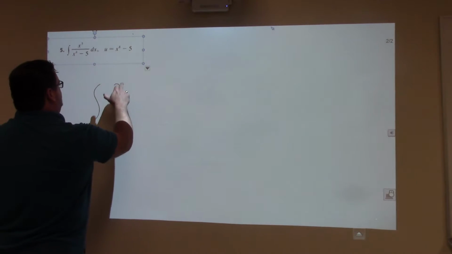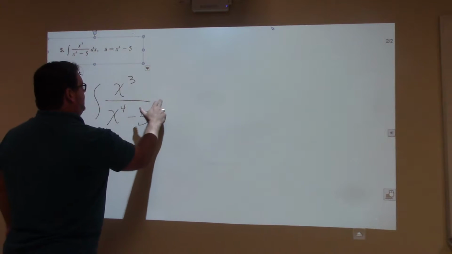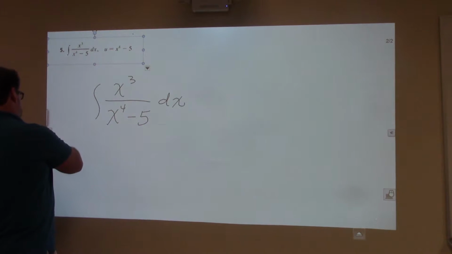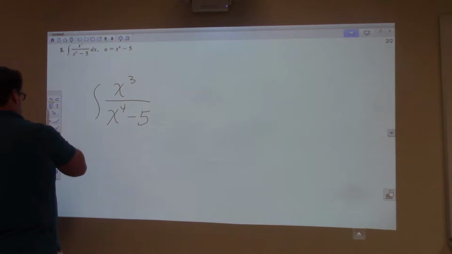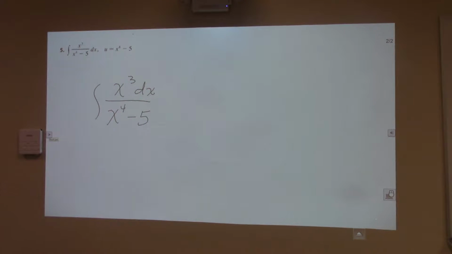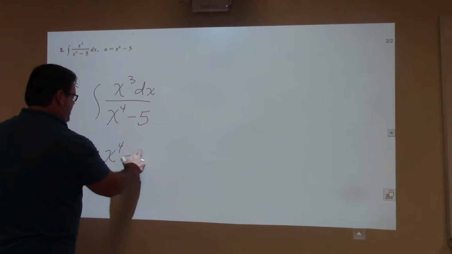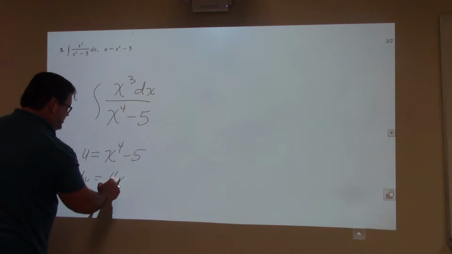So, the antiderivative of x to the third over x to the fourth minus 5 dx. And I'm going to erase that dx and put it up here. Okay, we're playing this game now. Right there, so maybe that'll help me out. u is equal to x to the fourth minus 5. Therefore, du is equal to 4x to the third, what?